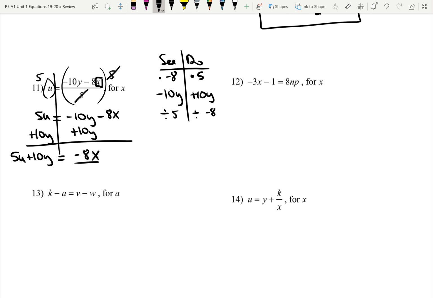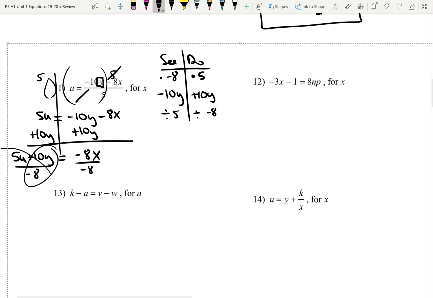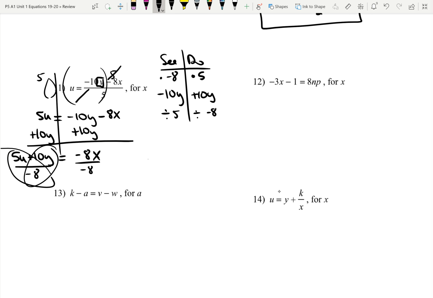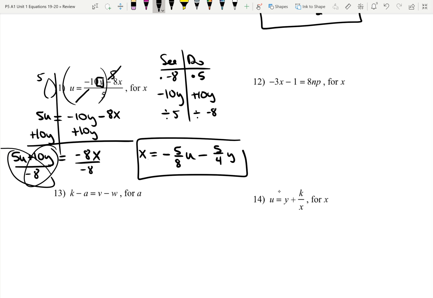Finally, our list says we should divide both sides by negative 8. And we're going to need to remember to divide both of those sections. So negative 8 divided by negative 8 is 1, leaving us with 1x or x. On the left-hand side, we see a positive divided by a negative is going to give us a negative. 5 and 8 cannot be reduced, so we have the fraction 5/8 u. Now 10 and 8, we still have a negative because we have a positive divided by a negative, but 10 and 8 are both even. So reducing those by 2 gives us a fraction of 5/4 y. So we have solved for x.